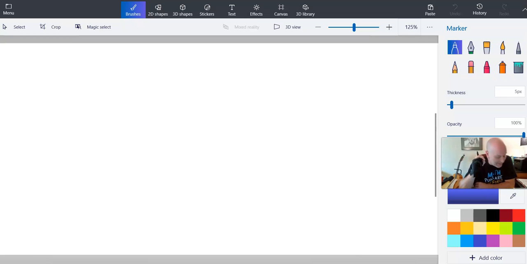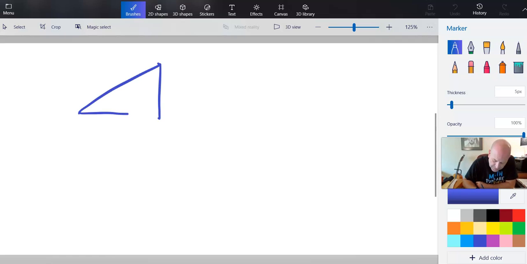I want to review just the basics of solving a triangle. So let's take a look at an example. Let's say this is our triangle. We've got a right triangle here. I'm going to label the angles A, B, and C, and that makes the sides A, B, and C.